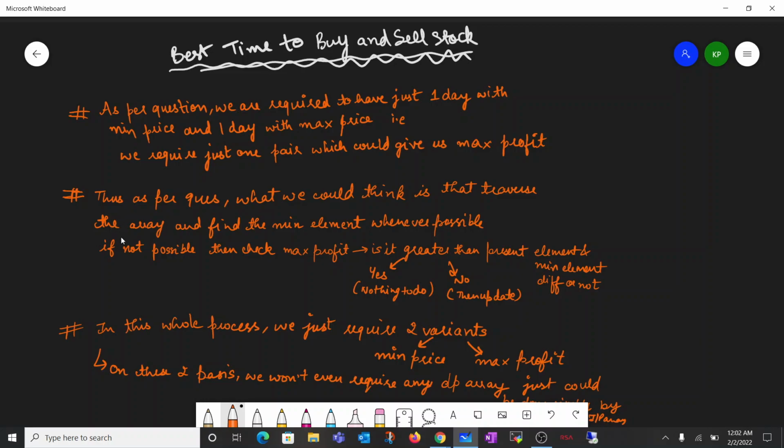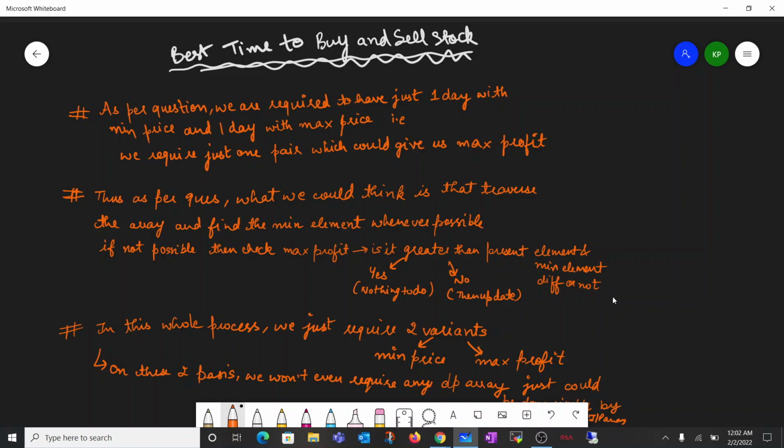So I've written here what we could think: traverse the array and find the minimum element whenever possible, right? And if it is not possible to find a new minimum element at the present moment, then we check the maximum profit that could be made. We'll check whether the maximum profit which we already have is greater than the difference of the present element and the minimum element or not. This is what we would be checking.